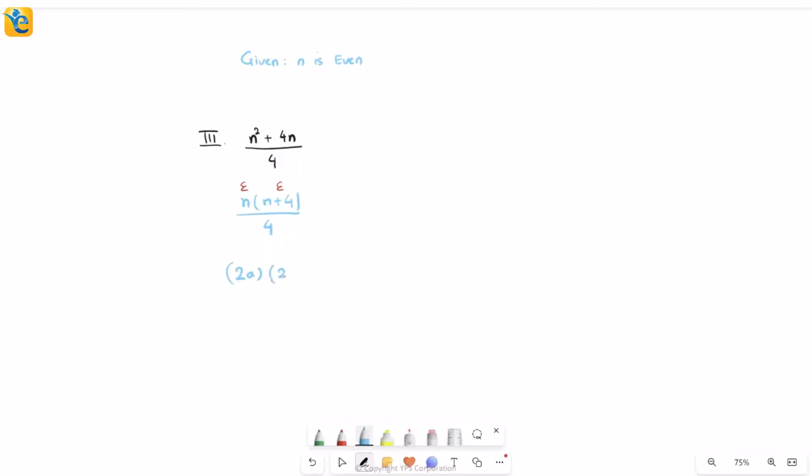So for this also, I'm going to use n as 2a. Let's now get back to the solution at hand. When you do the replacement, you will be able to see that there is a 2 that comes out from the first factor. There's a 2 that comes out from the second factor, just like last time. This time you're left with a times a plus 2.